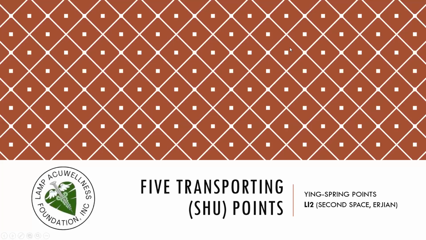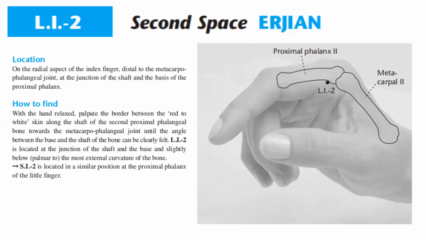Let's discuss the five transporting points, Yin spring points, LI2, second space. Location: on the radial aspect of the index finger, distal to the metacarpophalangeal joint, at the junction of the shaft and the base of the proximal phalanx.